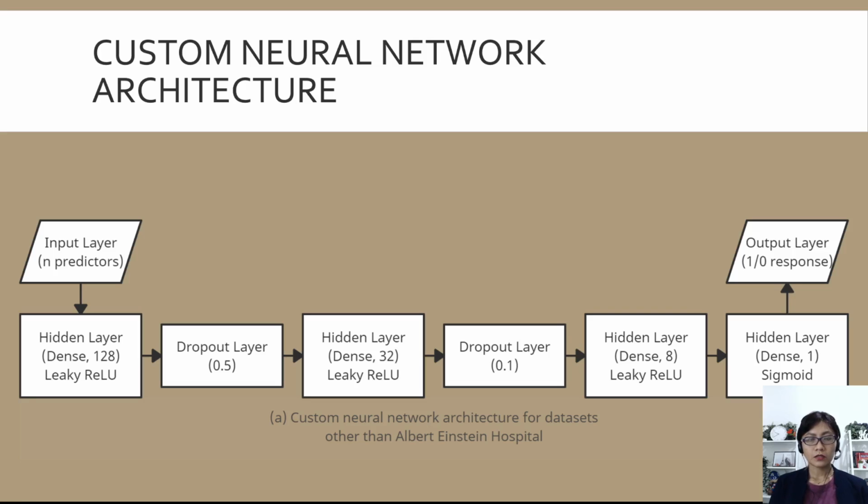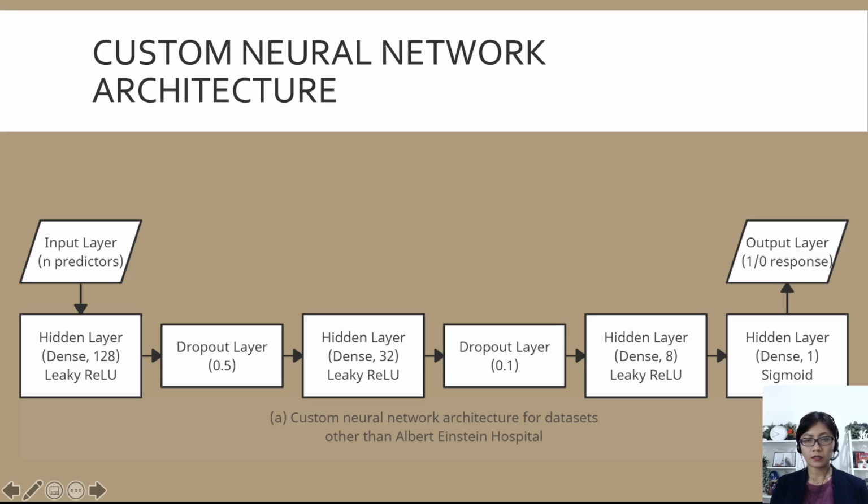This is the architecture of our neural network. The input layer and predictors, the hidden layer using leaky ReLU with dropout layer 0.5, and then a hidden layer also using leaky ReLU with dropout layer 0.1, a hidden layer with leaky ReLU again, and a hidden layer with sigmoid functions, and then the last layer is the output layer.